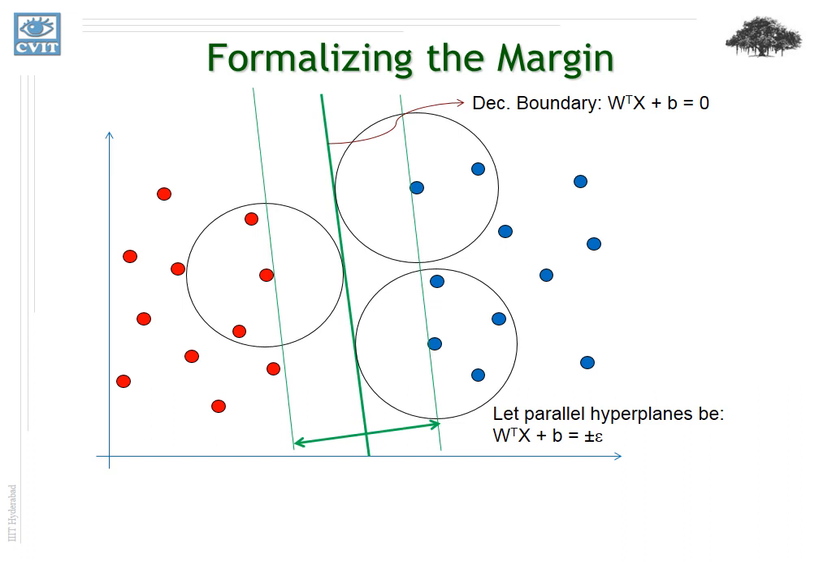X is the training sample here, and let the two lines parallel to the decision boundary which controls the margin be W transpose X plus B is equal to plus or minus epsilon, which would indicate that the margin is 2 epsilon.